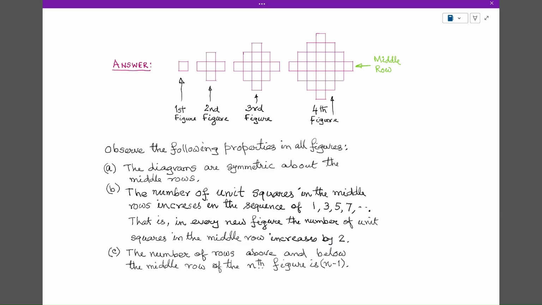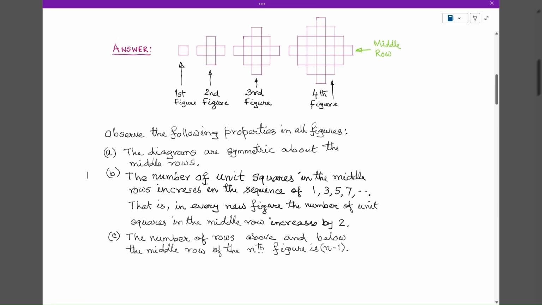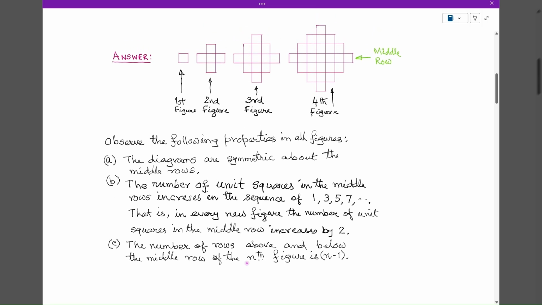The number of rows above and below the middle row of the nth figure is n minus 1. That means in the third figure, the number of rows above the middle row is 2 and the number of rows below the middle row is 2.